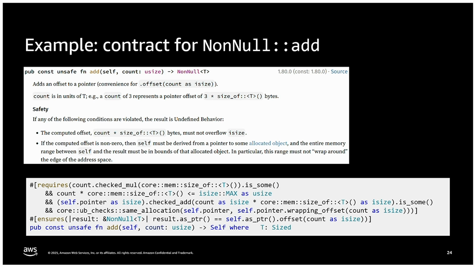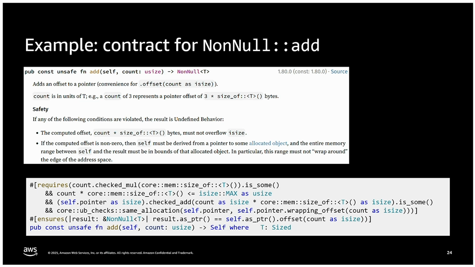So for example, the safety conditions, the first of which says the computed offset, which is the count multiplied by the size of the type T, must not overflow isize. And this directly maps to the first two lines of the precondition right here: count.checked_mul is Some, so it doesn't overflow. And when we actually perform the multiplication, it has to be less than or equal to isize::MAX. This is a requirement for the majority of things that deal with memory in the Rust standard library, that they have to not overflow isize::MAX.